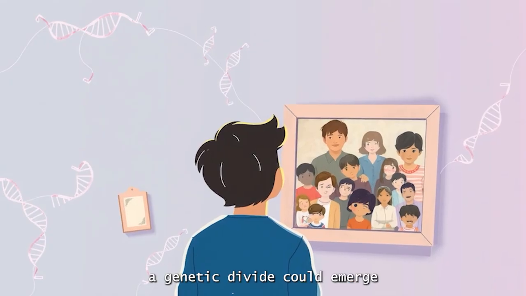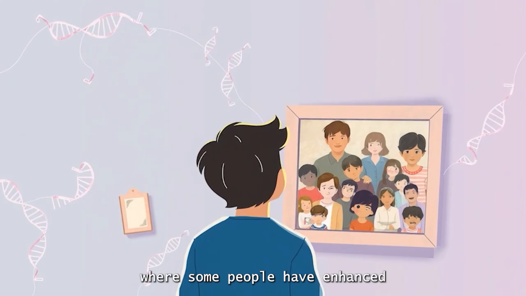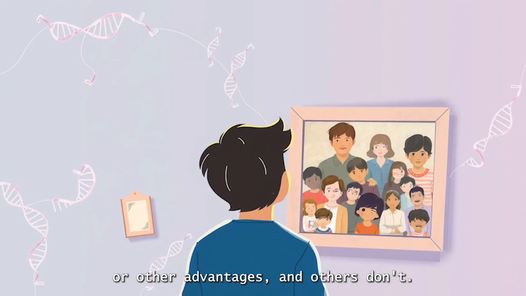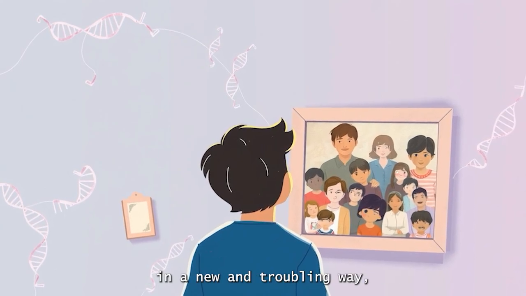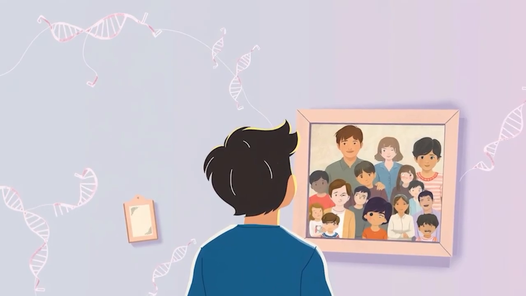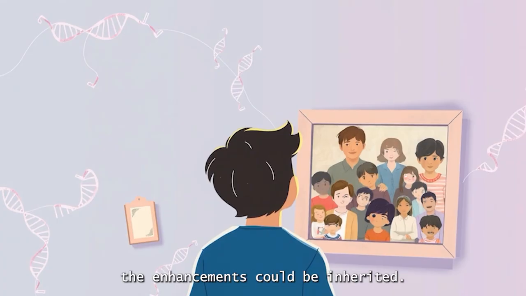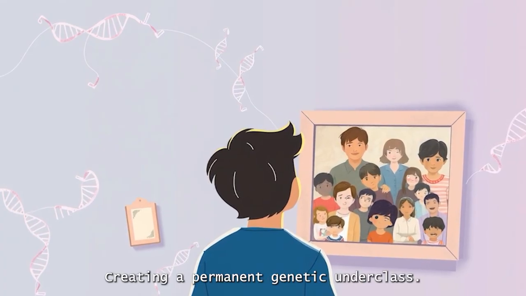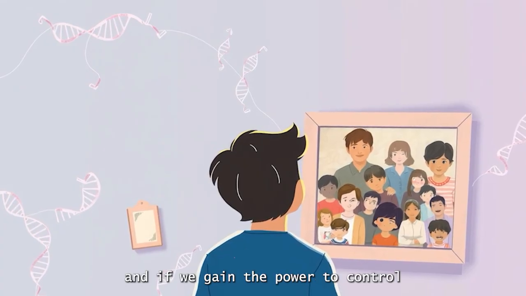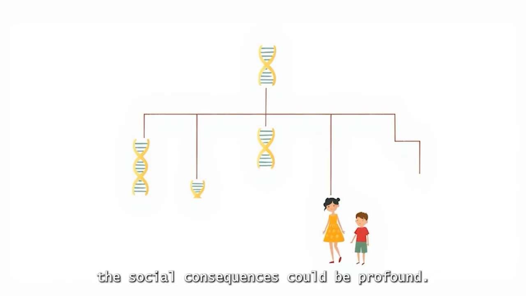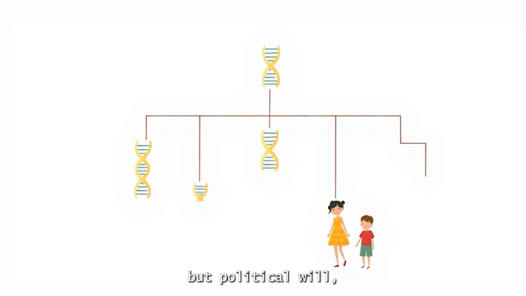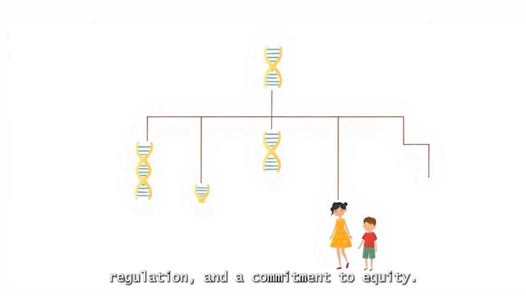In the meantime, a genetic divide could emerge where some people have enhanced cognitive abilities, longer lifespans, or other advantages, and others don't. This could entrench inequality in a new and troubling way, not just social or economic, but biological. And once enhanced individuals have children, the enhancements could be inherited, creating a permanent genetic underclass. DNA controls traits, and if we gain the power to control DNA for enhancement, the social consequences could be profound. Preventing this requires not just technical solutions, but political will, regulation, and a commitment to equity.